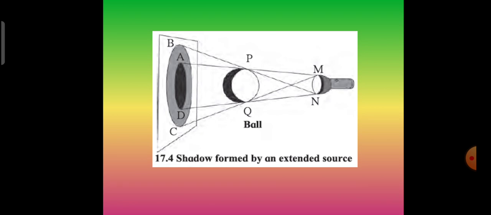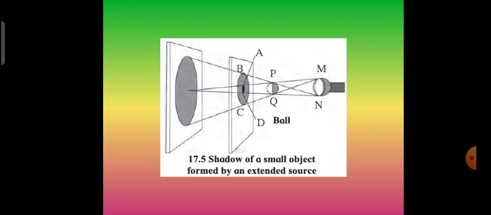Now let us see what happens in the following activity when the ball is bigger than the extended source. Keeping the distance between the extended source and the ball constant, move the screen further and further away and observe the shadow. As the screen moves further, the umbra and the penumbra in the shadow of the ball are seen to become bigger and bigger.